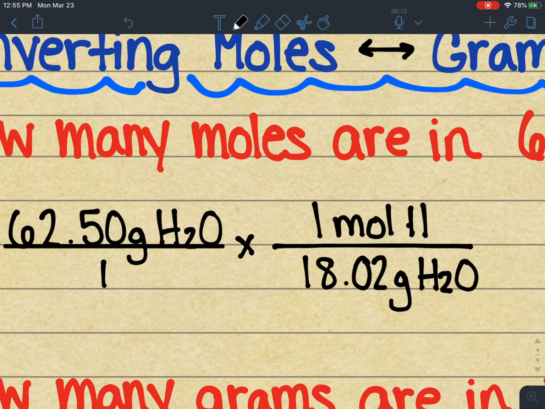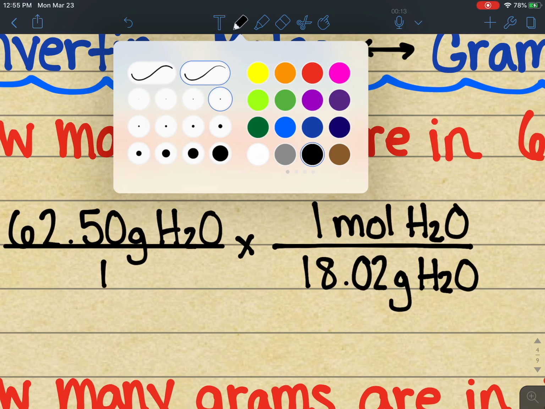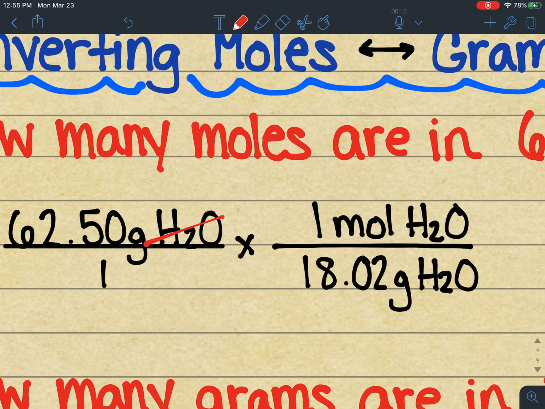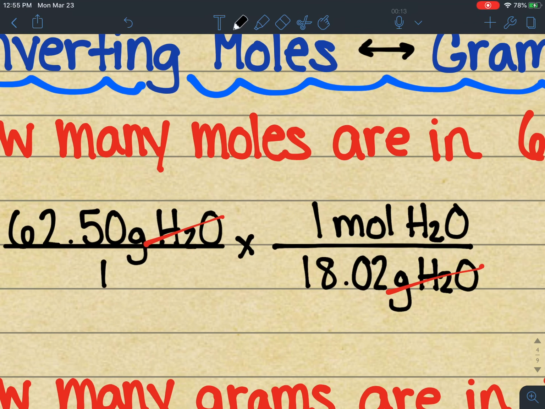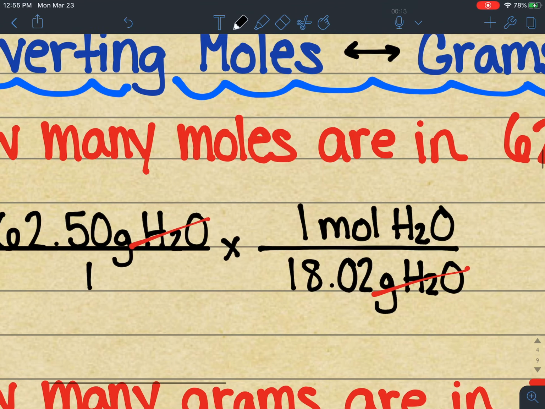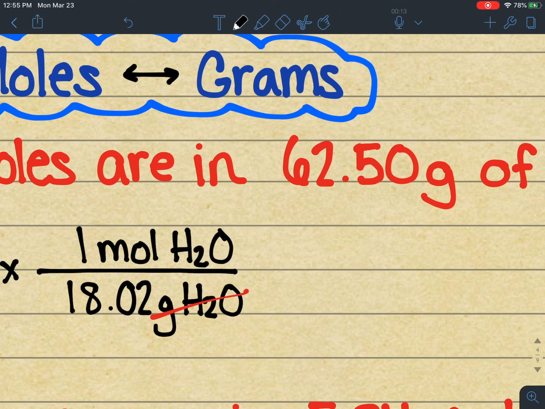Now, when I record my final answer, I will make sure that I am rounding according to the sig figs based in the first part of the question. So there were 4 sig figs in 62.50. So my final answer here should be 3.468 moles of water.